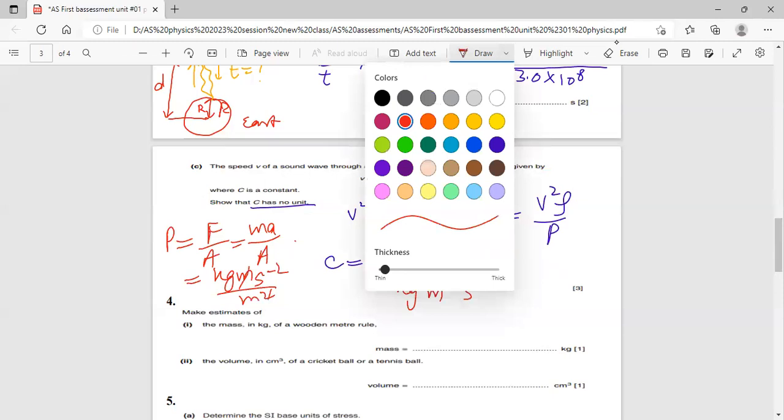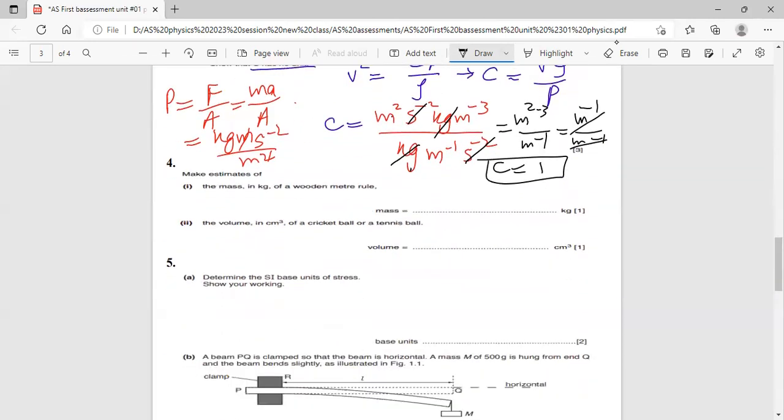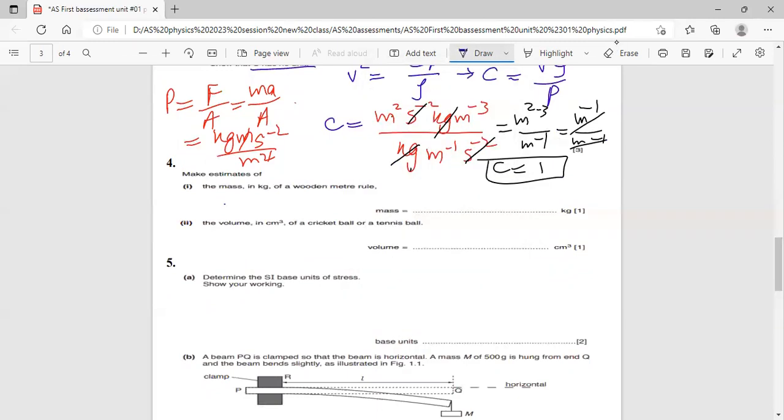So cancellation here, kilogram, and then second, and m^2 and m^-3 is m^-1 and m^-1. So cancel them away. So C is 1. It means it has no unit. Okay. The next thing is you have to find the mass of the wooden meter rule in kilogram.